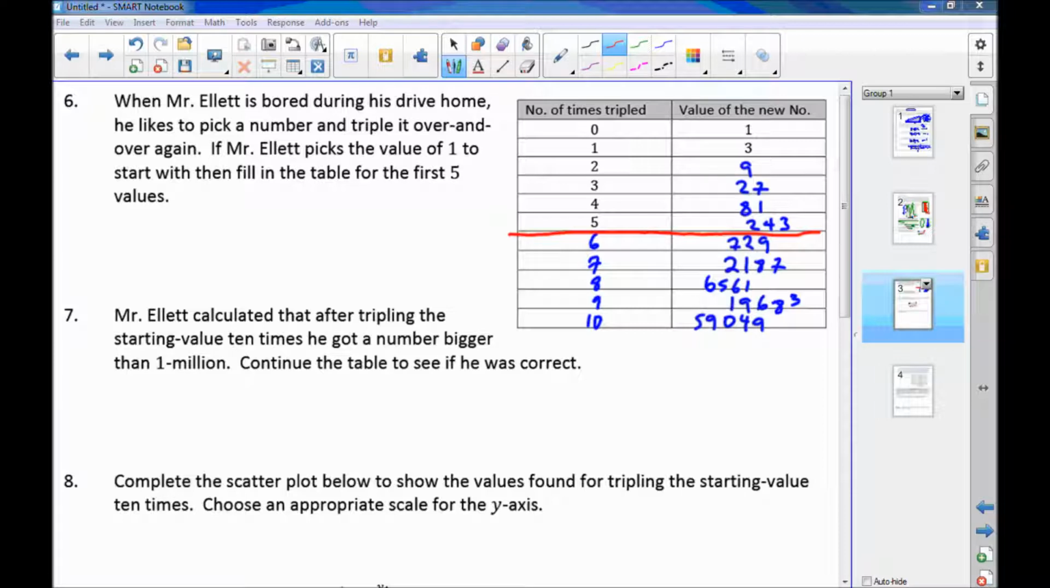Now, Mr. Elliott calculated after tripling the value 10 times, he got a number bigger than 1,000,000. Continue the table to see if he was correct. So then we added 6, 7, 8, 9, 10, and we tripled again to get 729. We tripled one more time to get 2187. And then the 8th time I tripled it, I got 6561. The 9th time I tripled it, I got 19,683. And the 10th time, only 59,000. So Mr. Elliott was incorrect.